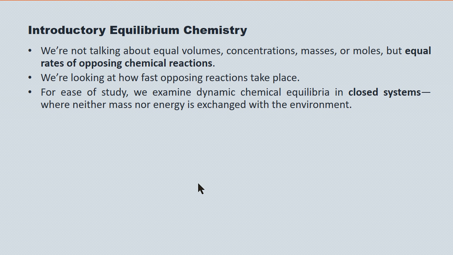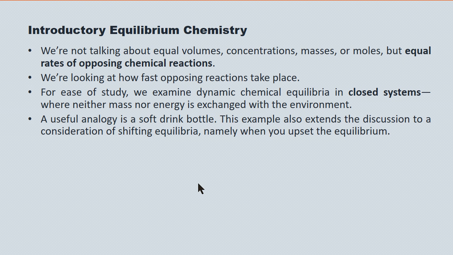For ease of study, we generally examine dynamic equilibriums in closed systems so that neither mass nor energy can be exchanged. And a useful analogy is a soft drink bottle. In this example, not only is it a good analogy to a chemical equilibrium system, but it extends the discussion to what's called a stress or a disturbance that we place on an equilibrium system.